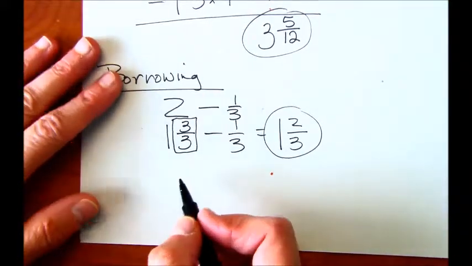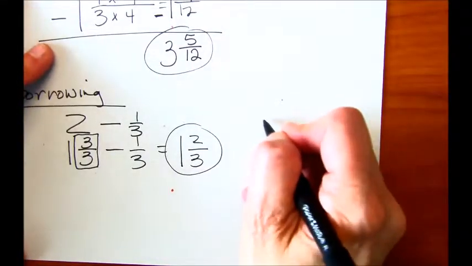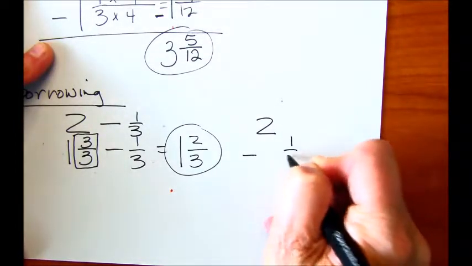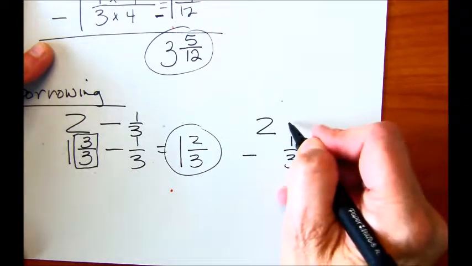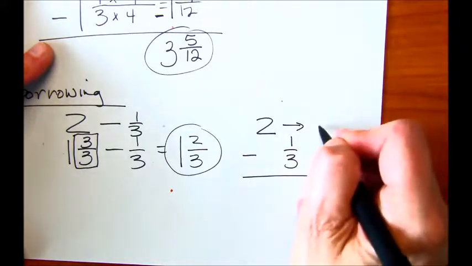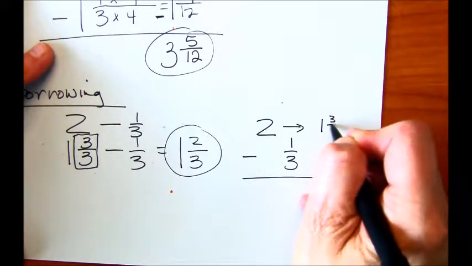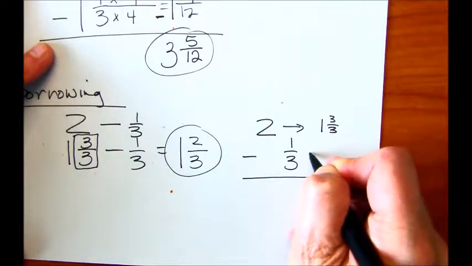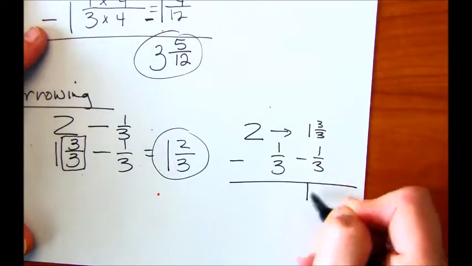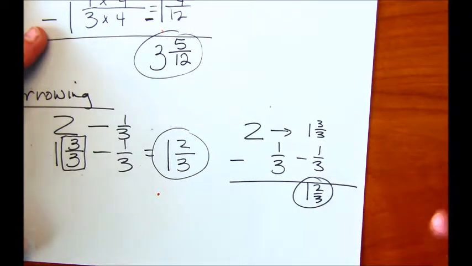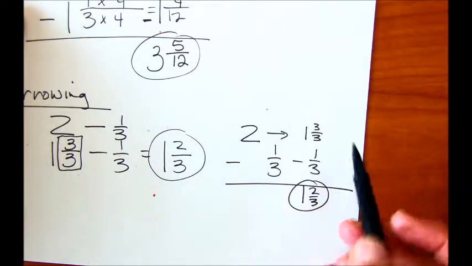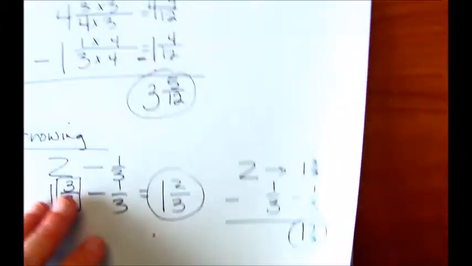And so again, if you wanted to write that out vertically, we could have done that easily. We could have gone 2 minus 1/3. And then we're going to rewrite that as 1 3/3. And then I'll just bring this over as well, 1/3. And then we can go 1 2/3. So we get the same answer. This is kind of how it would look vertically.